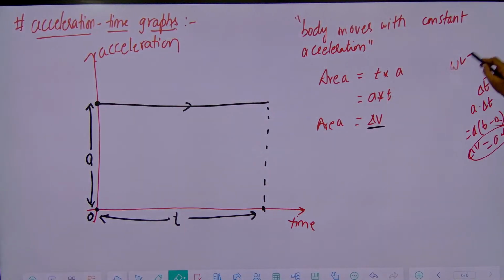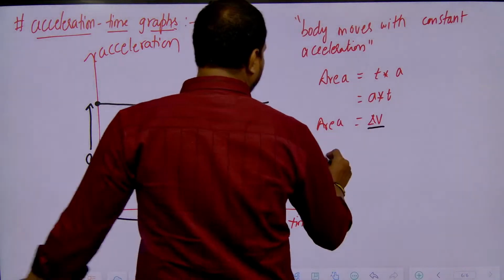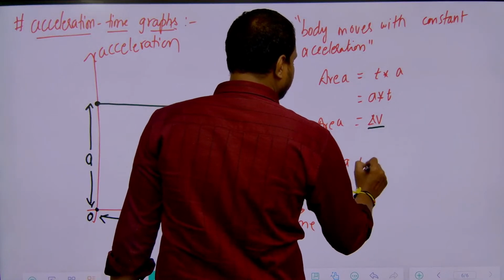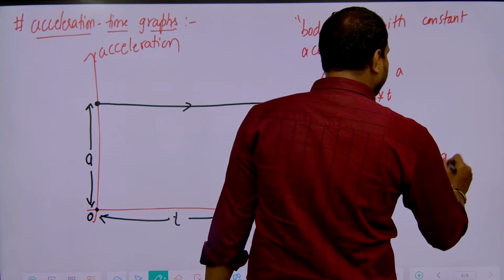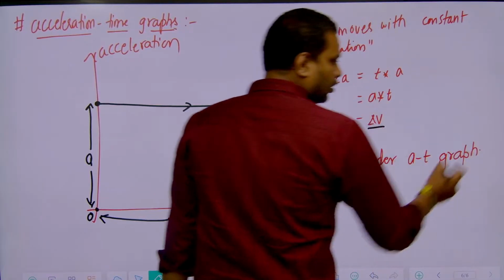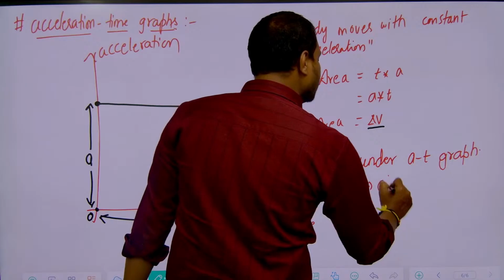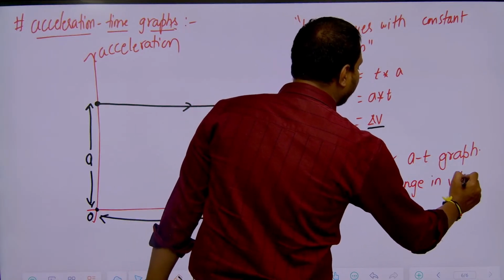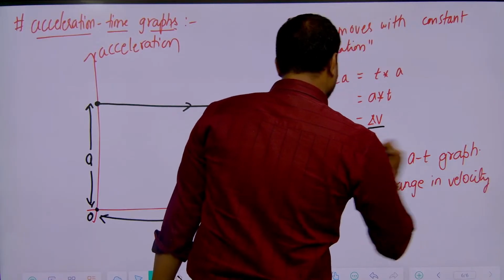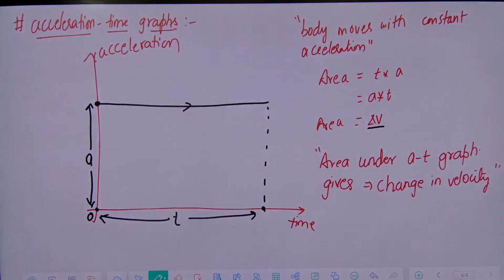Are you clear? Now this question was once asked in the KCT examination. So write down: area under the acceleration time graph gives change in velocity, not velocity, but in fact it is change in velocity. Okay, area under the acceleration time graph gives what? Change in velocity.